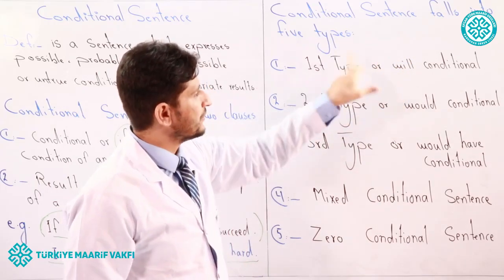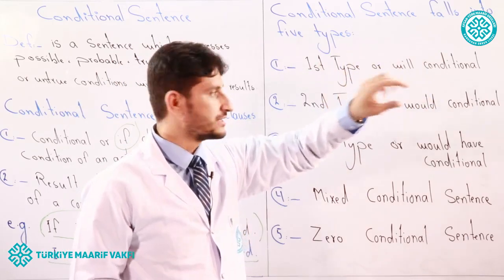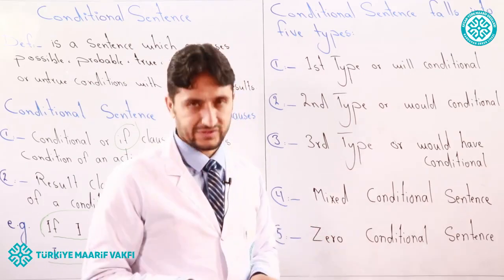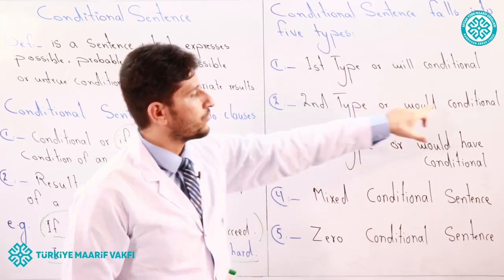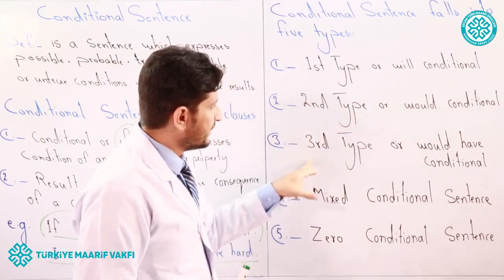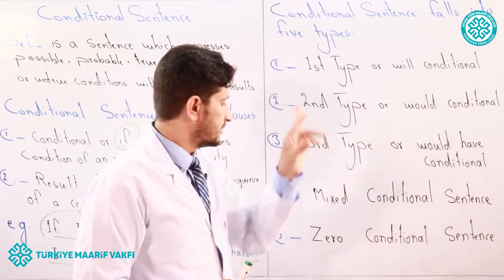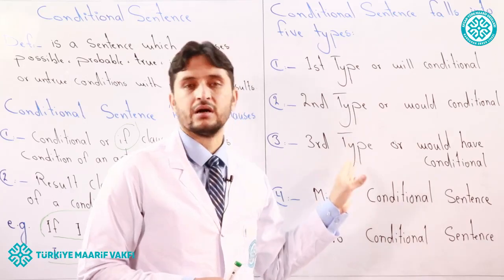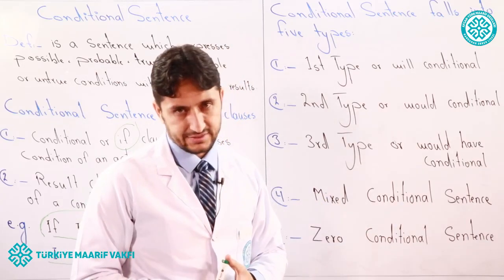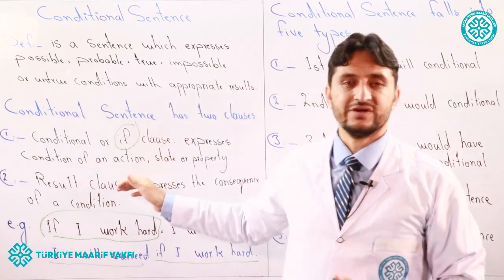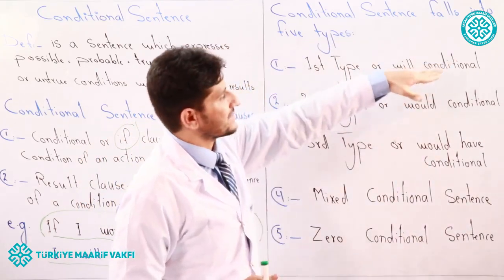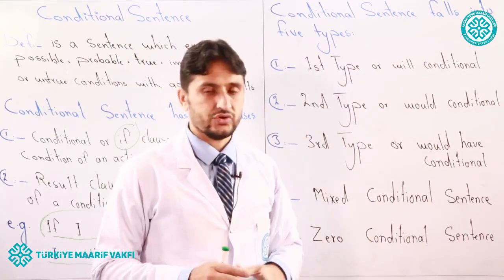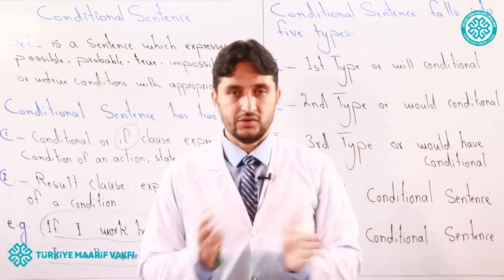So our next session will be first type or will conditional sentence. There we will study that thoroughly and completely with structures, with usages, with targets, and with lots of examples. Second type or would conditional sentence. Third type or would have conditional, mixed conditional sentence, and zero conditional sentence. So these are types of conditional sentence, and those were clauses of conditional sentence. Each of the types is made of 2 clauses. So you have to practice if clause and result clause.